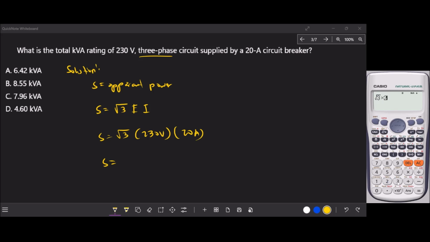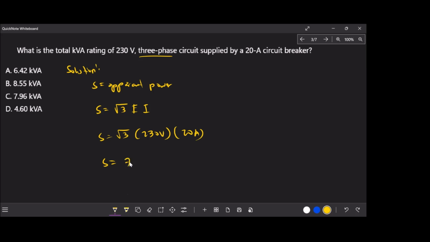So, square root of 3 times 230 volts times 20. That is 7,967.43 VA. Hinahanap natin is kVA, so i-divide po natin yan ng 1,000. I will end up with 7.96743 kVA. At for this one, ang pinakamalapit po na answer is letter C.